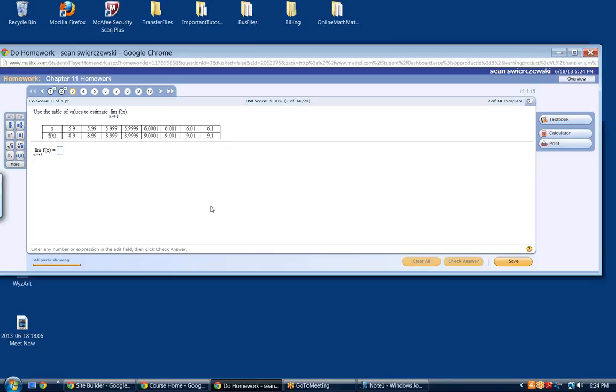So one row is x values, the next row is y values. So as we hone in on the number 6 on the x, what are we honing in on the y? 9. Yeah.